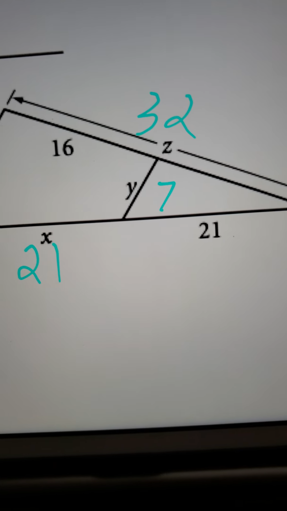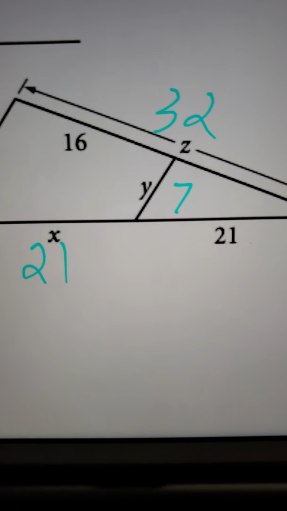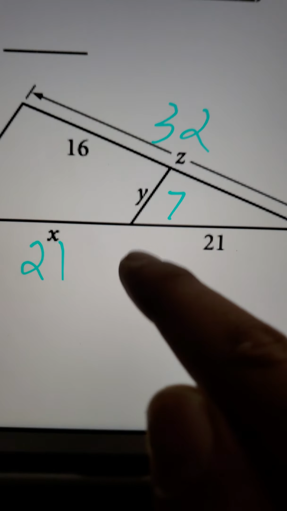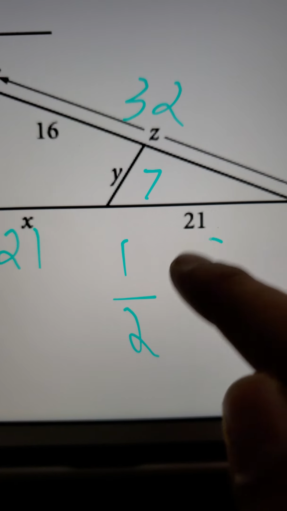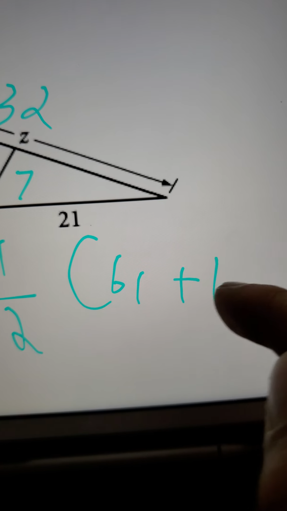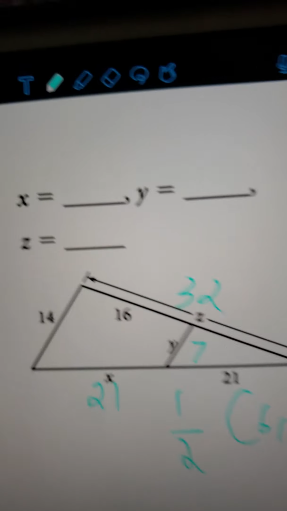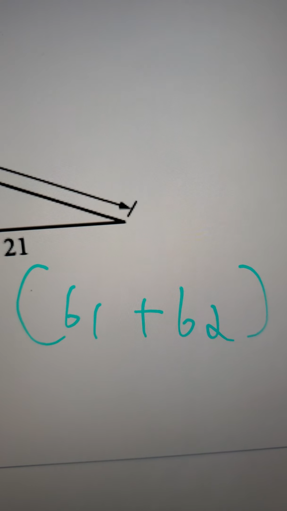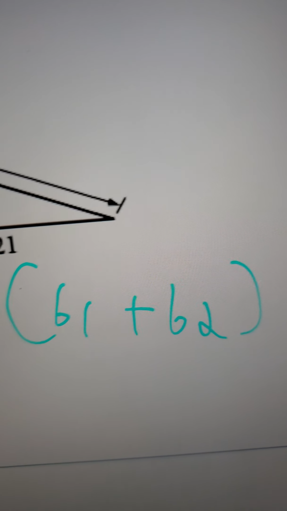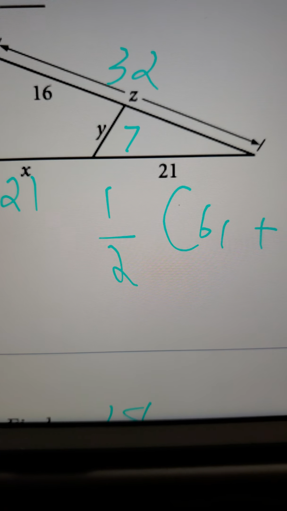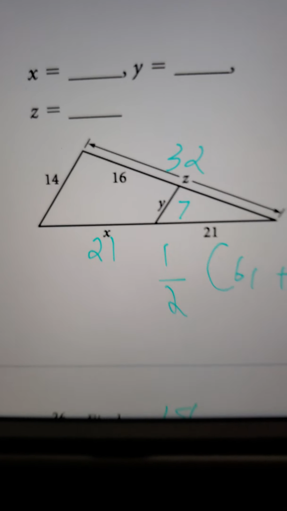But when we get to the Y, that's a different story. You use the formula 1 over 2 in parentheses base 1 plus base 2. Well, base 1 right here is 14, and we don't have a base 2, so that is 0. So that's 14 times 1.5. Well, that's 7, and that's how you got it.